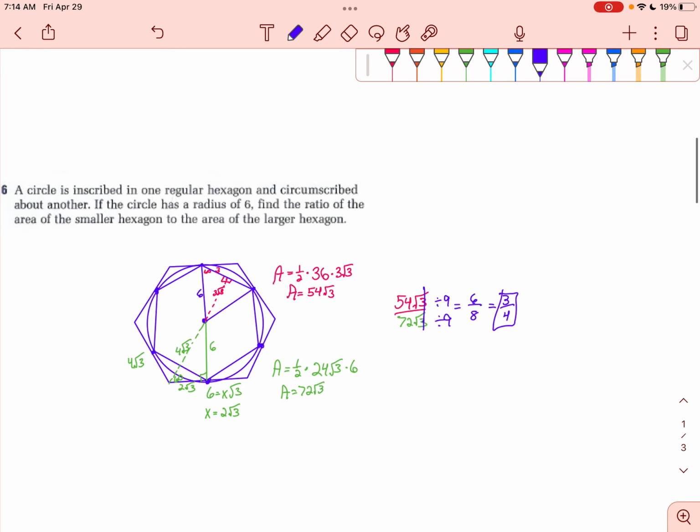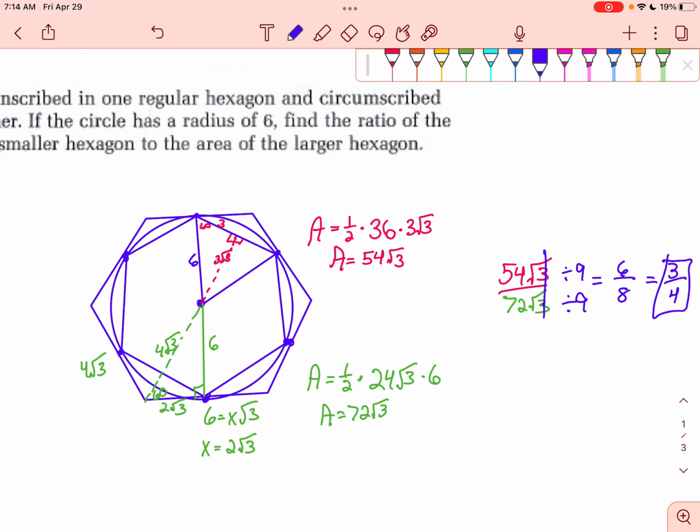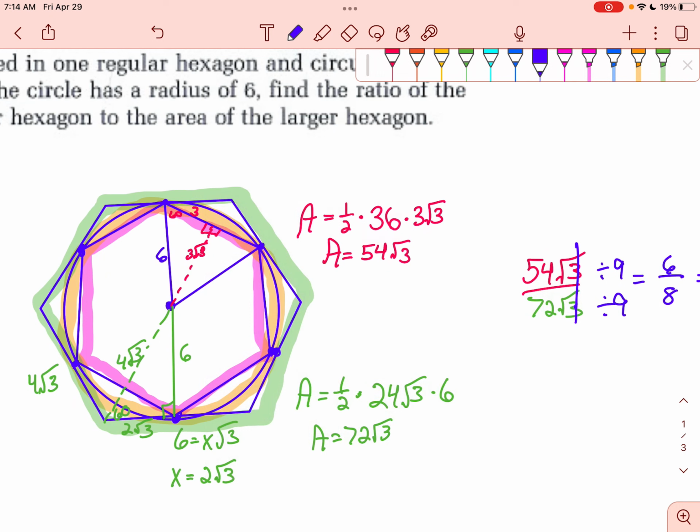Okay, number 16. A circle is inscribed in a regular hexagon and circumscribed about another. Essentially what that means is you have this pink hexagon and there's a circle, the orange circle. And then on the outside, we have another green hexagon. This one took me a second to draw. And what it said was the circle has a radius of 6.